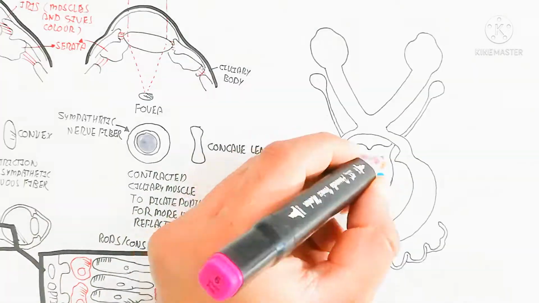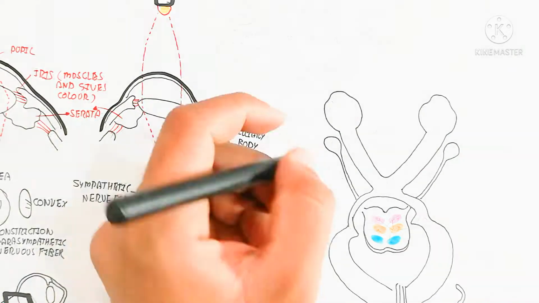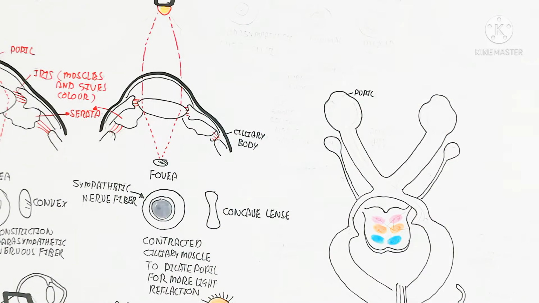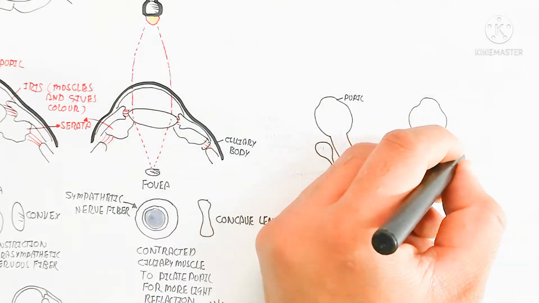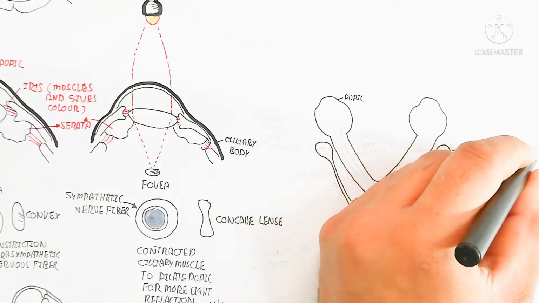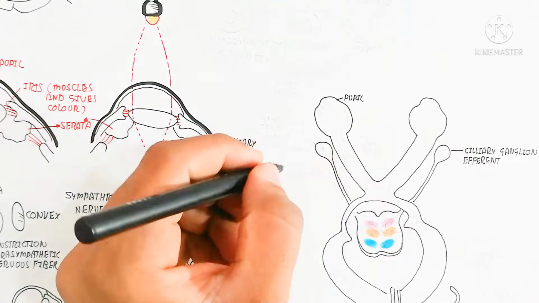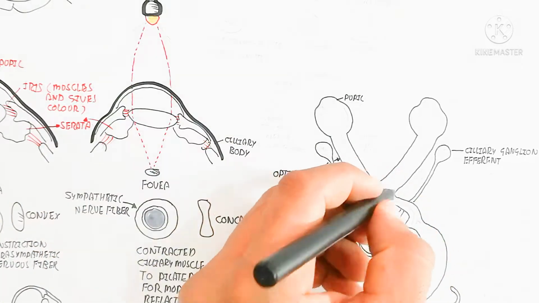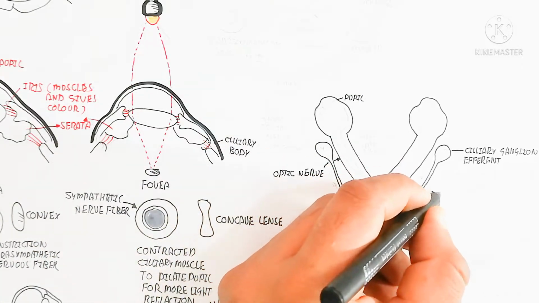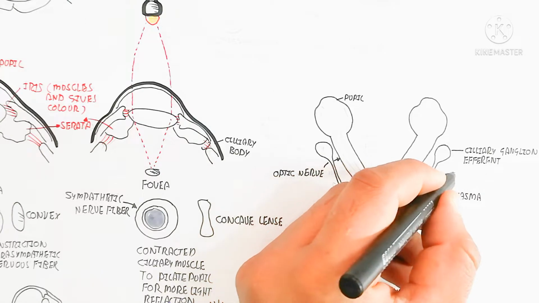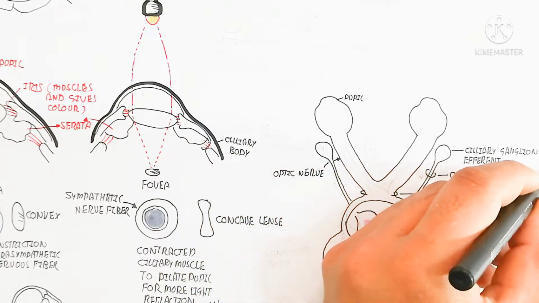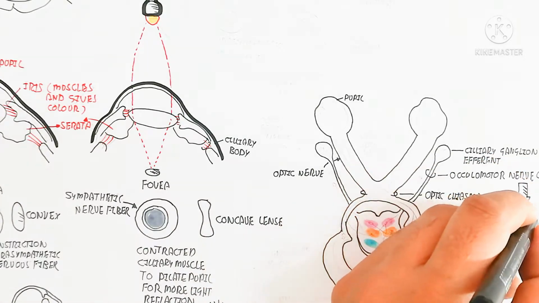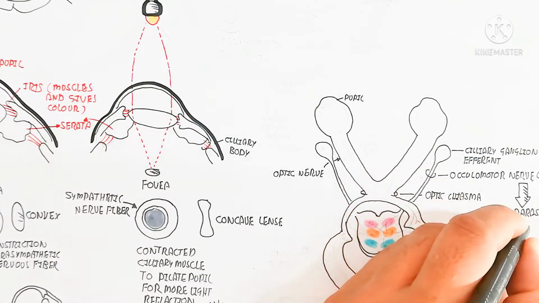So here I am drawing a bigger picture for understanding. I am drawing the cross section of the spinal cord, and the occipital lobe, and here is the ciliary ganglion efferent, while the optic nerve is the afferent. And here is the pupil, and there are a lot of things I am recapping. The oculomotor nerve. So this is the oculomotor nerve and the optic chiasma.